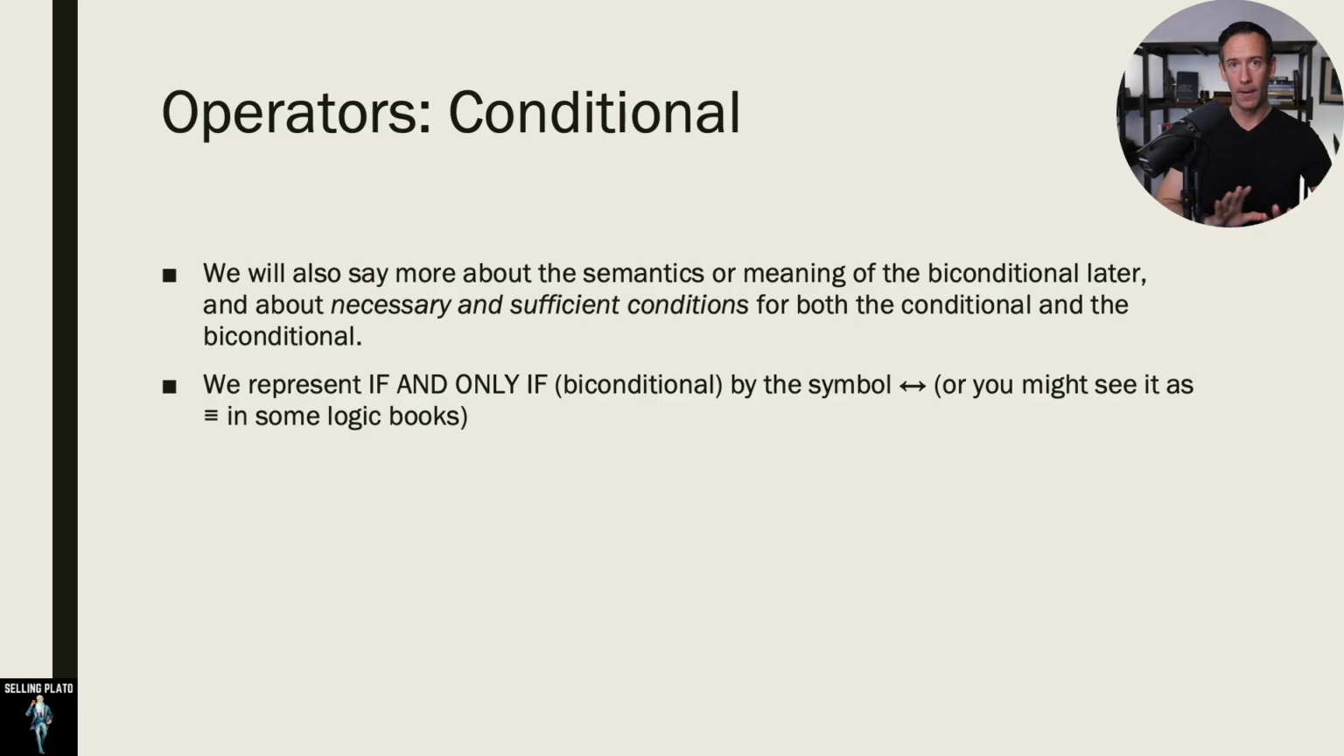All right, so what does the symbol look like here for the biconditional? We represent this "if and only if." Again, that's our English translation. It's a little awkward, but just get that in your head. That's the way that we translate the biconditional by the symbol. It's the double arrow. Or you might see it in some logic books as a triple line, those horizontal lines. I will be using the double arrow for this course.